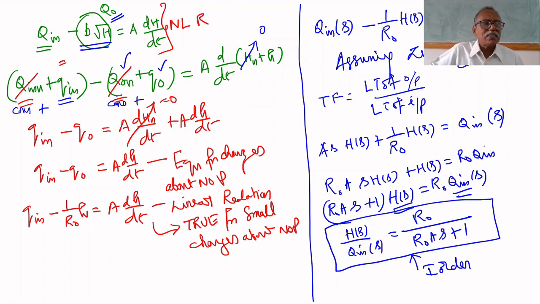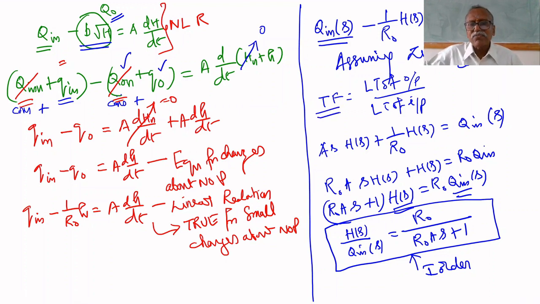This is the equation for changes about the nominal operating point, and it is a linear relationship. Now we can take the Laplace transform. When we take the Laplace transform, we write it in caps. The transfer function is for the equation for changes, not for the total variables. Therefore, Q in of S minus 1 by R naught H of S equals A S H of S. We took the Laplace transform assuming 0 initial conditions.